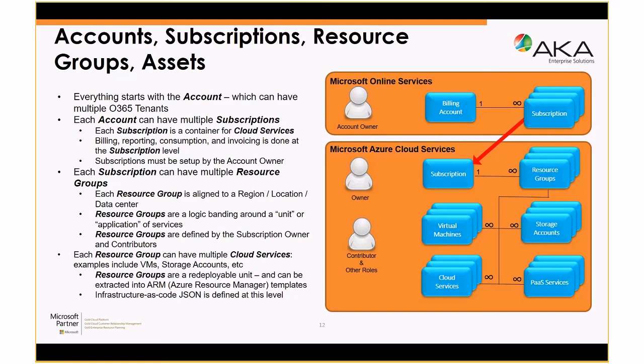Inside of subscriptions, you have resource groups, and your cloud services are allocated internally. So you have to look at the way that subscription was provisioned and where you're deploying things. Are you deploying things in East US, West US, in Germany, in Asia? Where exactly are you deploying stuff?